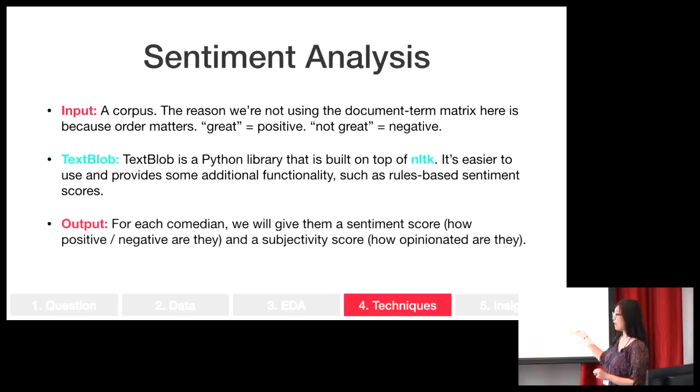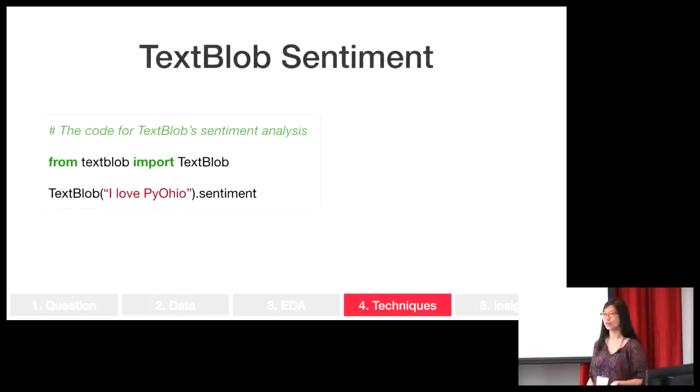For the output, for every comedian, we're going to look at their entire transcript, and then give that transcript an overall sentiment score and an overall subjectivity score. The sentiment score is how positive or negative they are, and the subjectivity score is how opinionated they are. So let's take a look at what this code looks like.